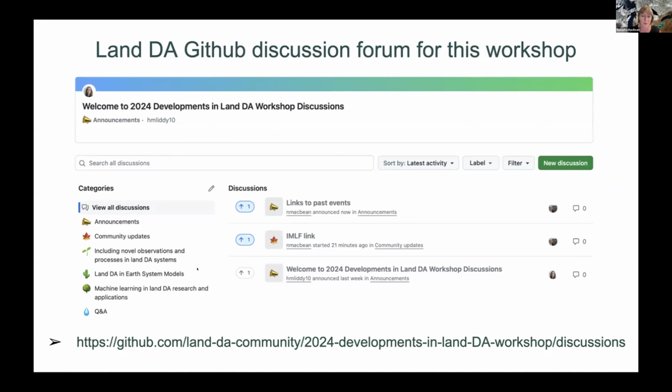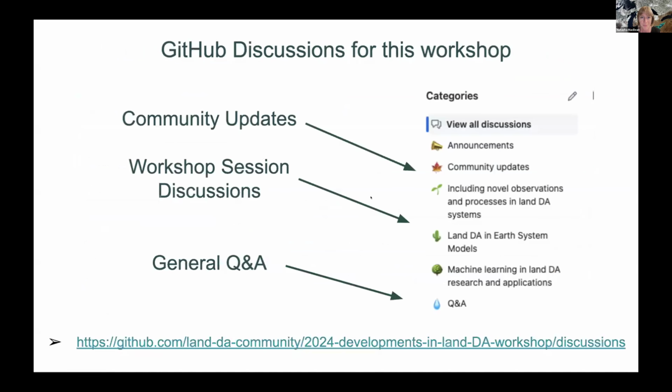Obviously, keeping that respectful dialogue as we talked about at the beginning. But you can see if we're in this novel observation session, for example, you might want to start a discussion there, or if it's a job advert or something, you can post it in the community updates, and also consider the general forum as well. As I mentioned, we have community updates, working session discussions, and a general question and answer as well.